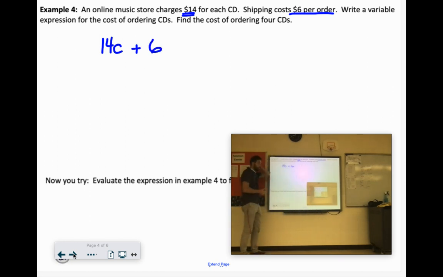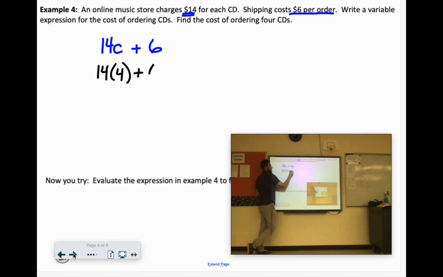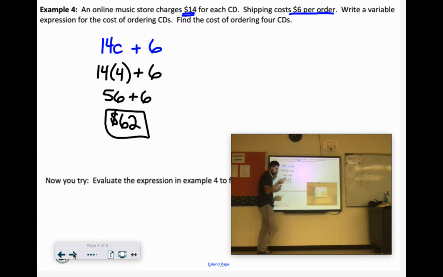Now it wants us to find the cost of ordering 4 CDs. So we're going to do 14 times the 4, and then we'll add the 6 to it. 14 times 4 is 56, plus 6 comes out to $62 for 4 CDs.